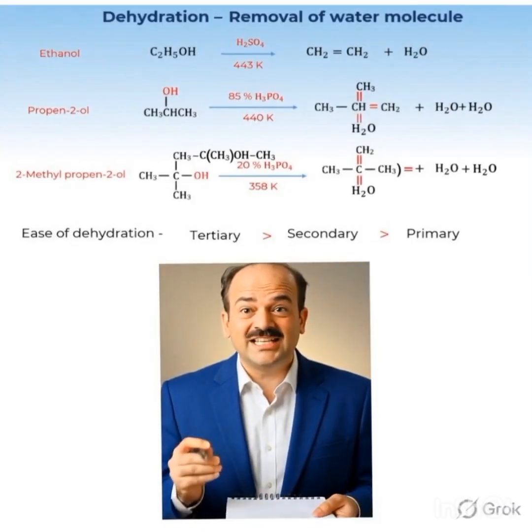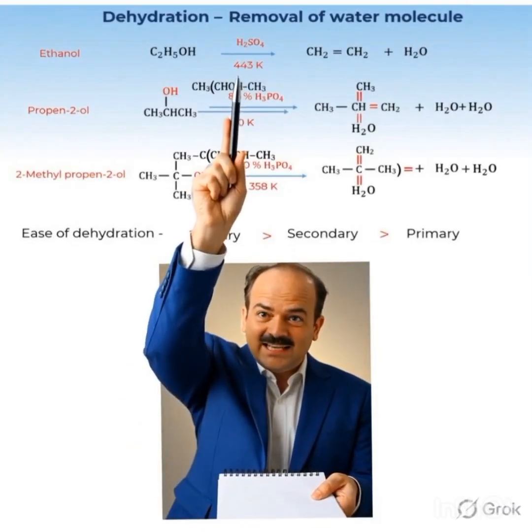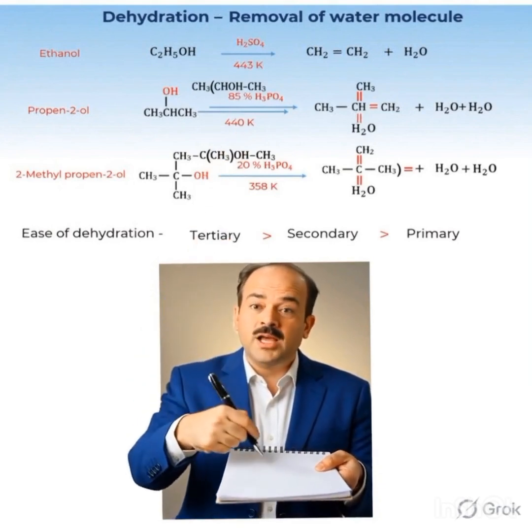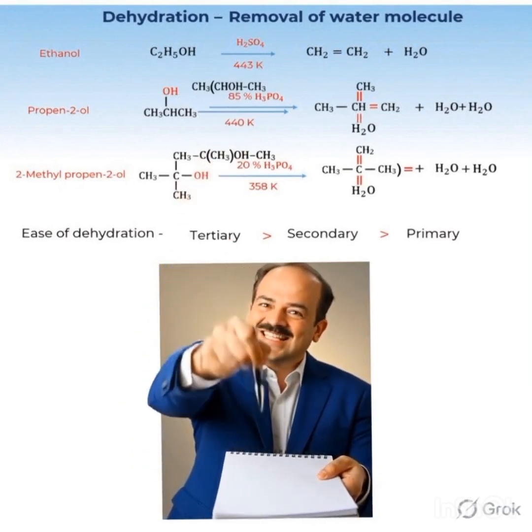Hello friends, today we study dehydration of alcohols. Ethanol gives ethene, propan-2-ol gives propene. Notice the trend: tertiary alcohols dehydrate easiest, then secondary, then primary.